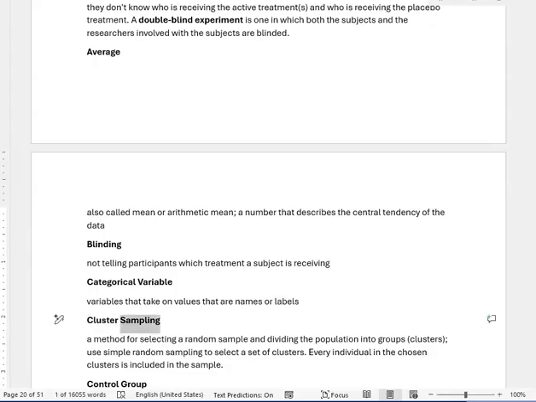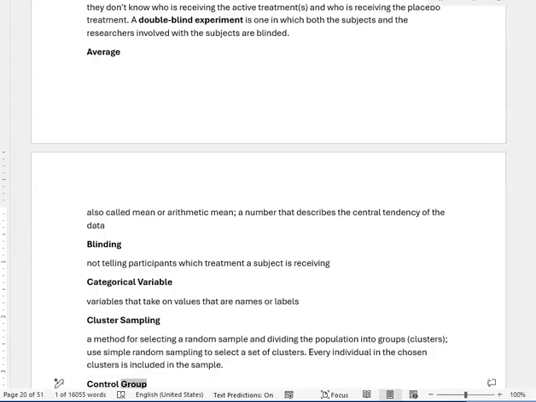Cluster sampling. A method for selecting a random sample and dividing the population into groups, clusters. Use simple random sampling to select a set of clusters. Every individual in the chosen clusters is included in the sample.